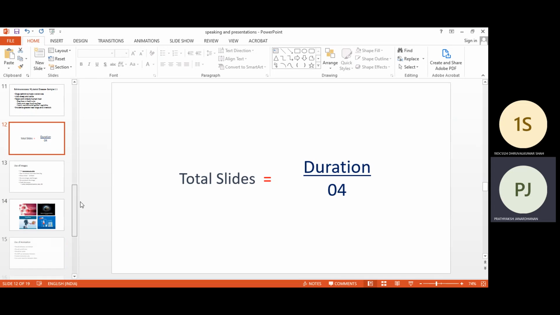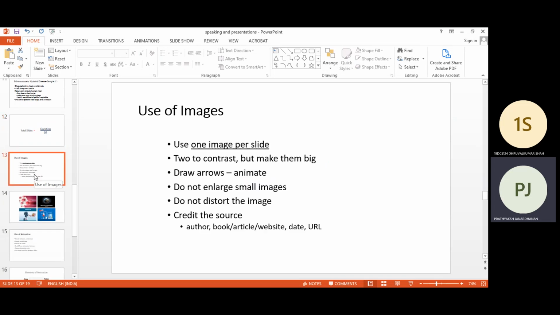Regarding now coming to images, how do we use images? 1 image, 2 images, 4 images. Do you animate those images? You draw arrows to do it. So you need to be careful. Only 1 image per slide is acceptable actually. If you use more images, then it confuses the audience.